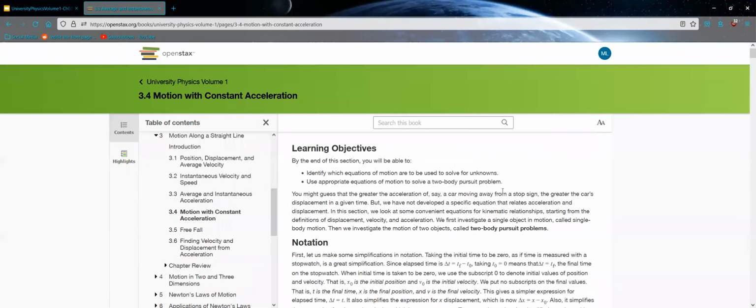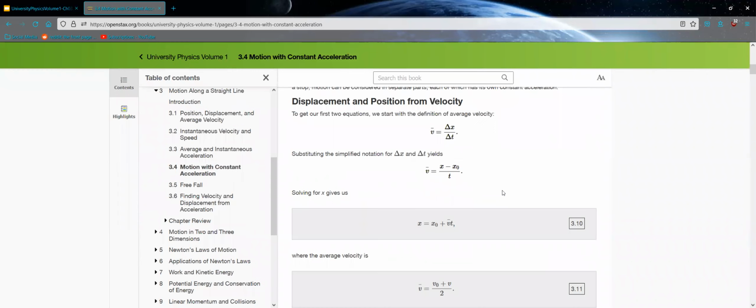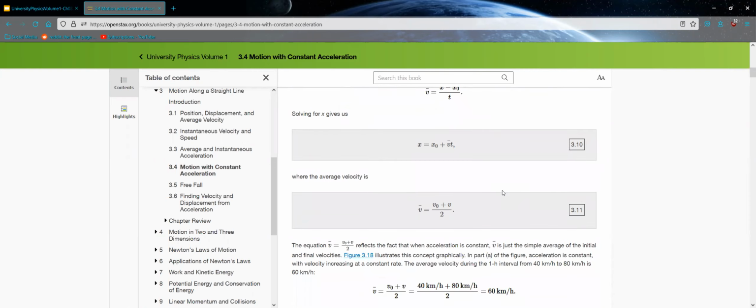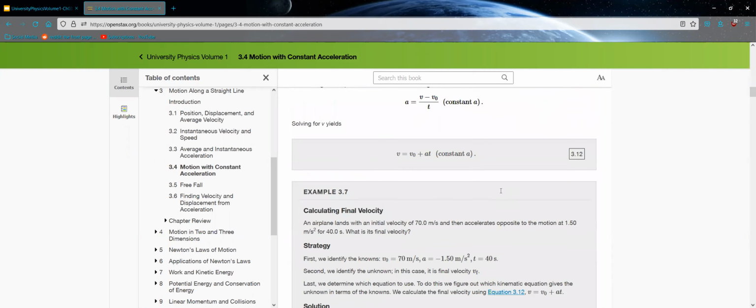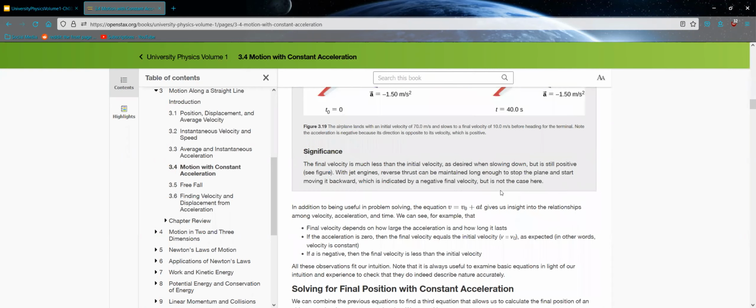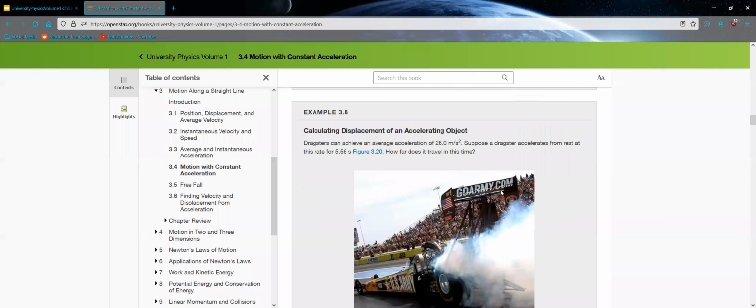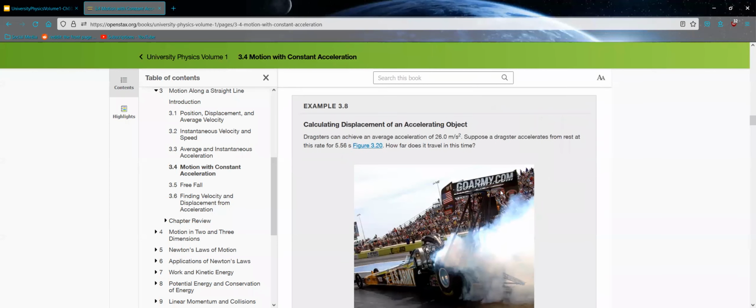Yes. Cool. So again, I'm going to scroll past this stuff, but all the equations you need to answer the questions from this chapter are in the chapter. And they're worked out. Here's the one I skipped about the airplane because I want to go down to the dragster. So I tell you that dragsters can achieve an average acceleration of 26 meters per second squared, which is a lot. And then I also say to you, suppose the dragster accelerates from rest at this rate for 5.6 seconds.